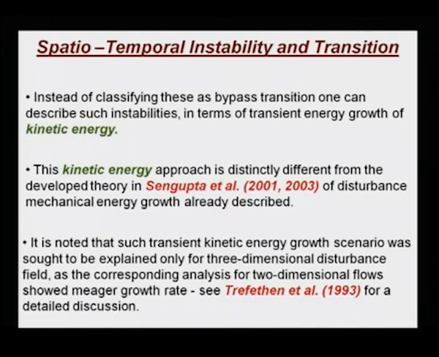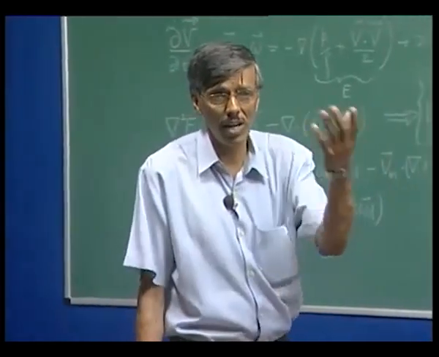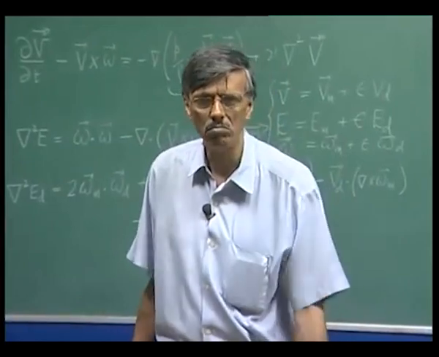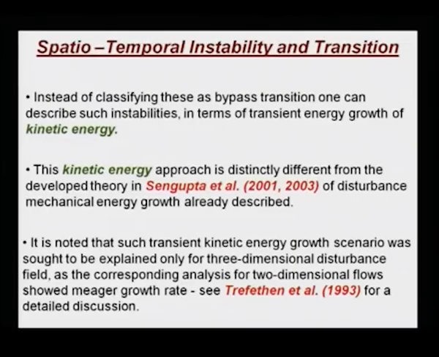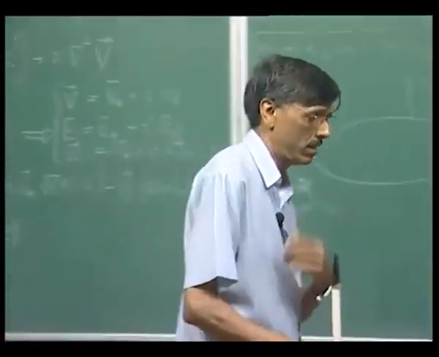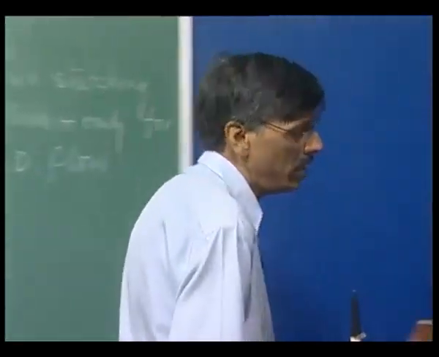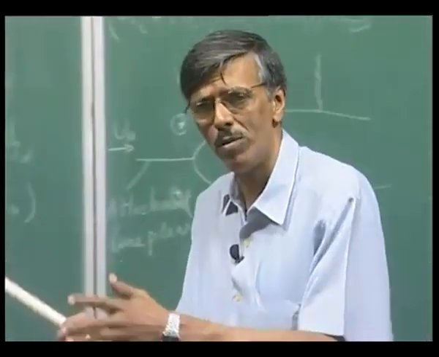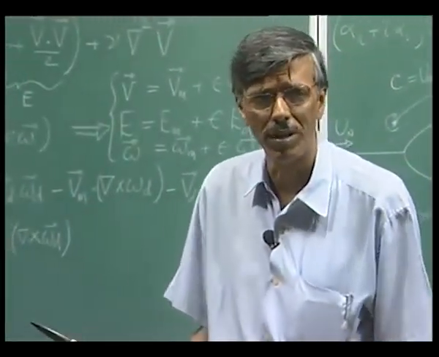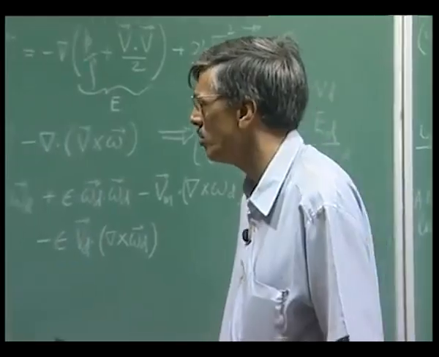Because if you do the corresponding analysis for two-dimensional flow, the growth rates even at the early times are very, very small. These are orders of magnitude smaller. Okay? This has been very clearly pointed out by Trefethen et al. in that 1993 paper in Science. They talk about how this so-called transient kinetic energy growth is probably a probable mechanism for a three-dimensional flow field, but not necessarily a two-dimensional flow field.